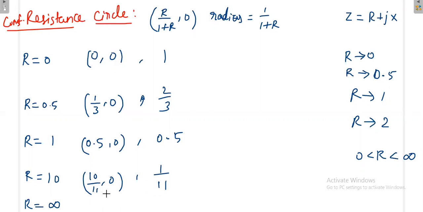Infinite divided by infinite is not possible, so I can take R outside. Then 1 divided by (1 by R plus 1), and finally I will get 1. So this is 1 comma 0. When R is infinite, my center point is 1 comma 0. But when I substitute infinite, my radius becomes 0.